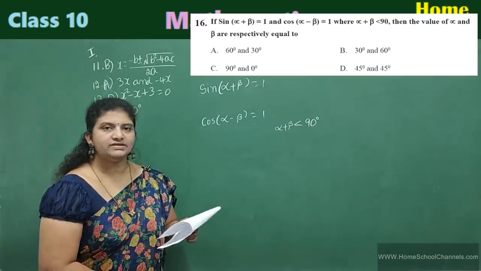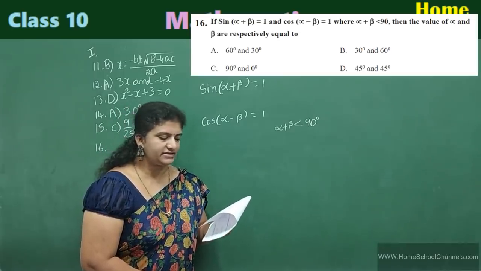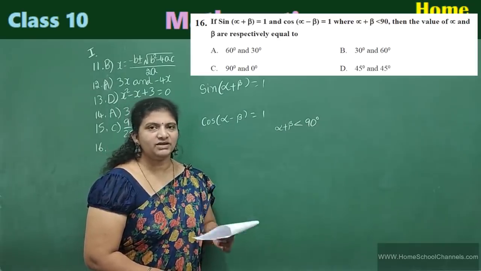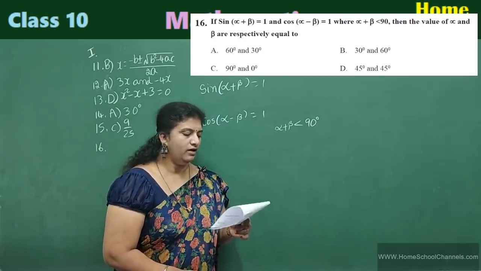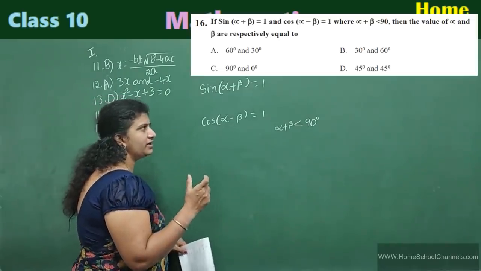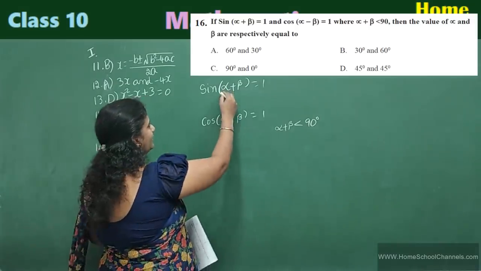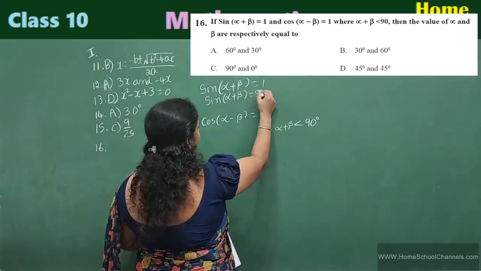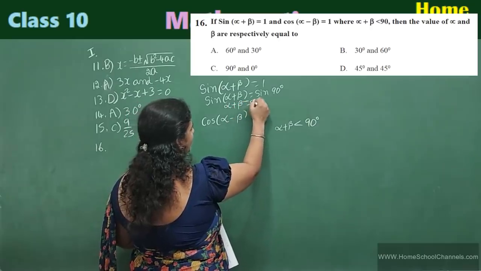16th one, if sin alpha plus beta is equal to 1 and cos alpha minus beta is equal to 1, where alpha plus beta is less than 90 degree. That means we are talking about a right angle triangle. Then the value of alpha and beta are respectively equal to. Okay. I can remember in a trigonometric ratio table, 1. Where do you get 1? Sin 90. Let us write that one. Sin alpha plus beta is equal to sin 90 degree. Alpha plus beta is equal to 90 degree.